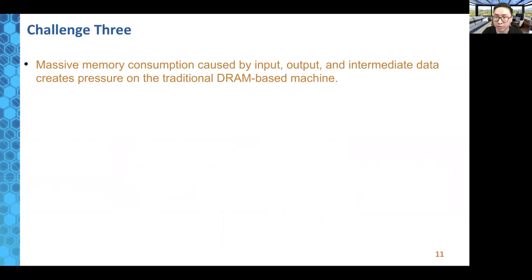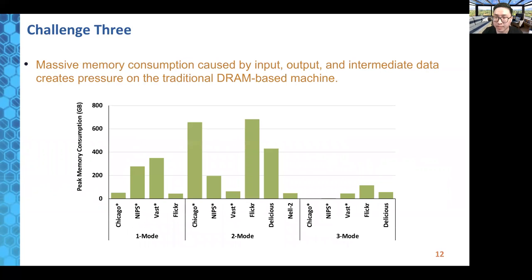The third challenge is that a large memory consumption caused by large input, output, and intermediate data puts significant pressure on the traditional DRAM-based machine. For example, sparse tensor contraction can easily consume hundreds of gigabytes of memory. The memory performance and capacity become the bottleneck.